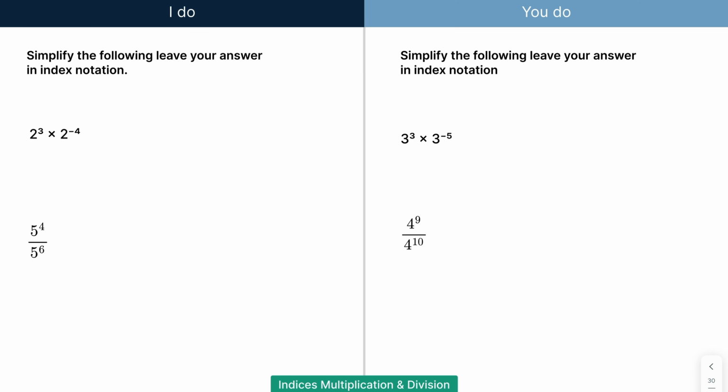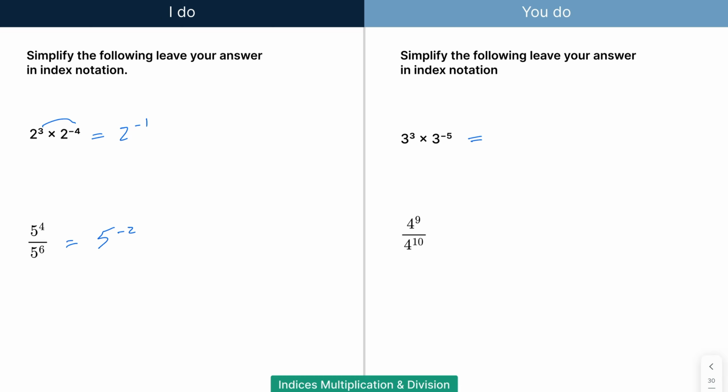So moving on. So we've been asked to simplify the following and leave our answer in index form. Now remember, when you're multiplying with indices, you're just adding them together. So that's just going to be 2 to the power of negative 1. And this one, when you're dividing indices, you just subtract them. So that's 5 to the power of minus 2.